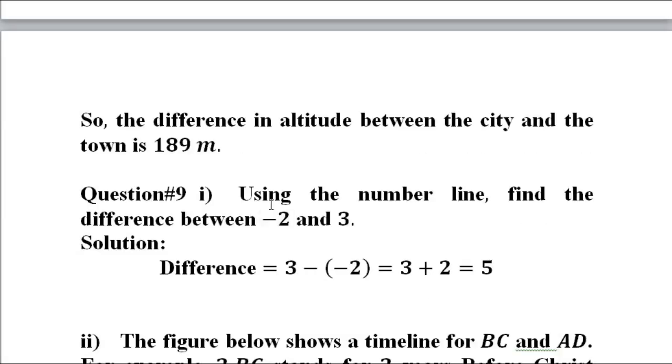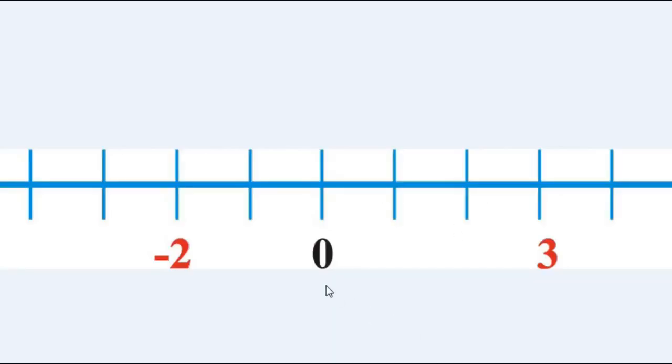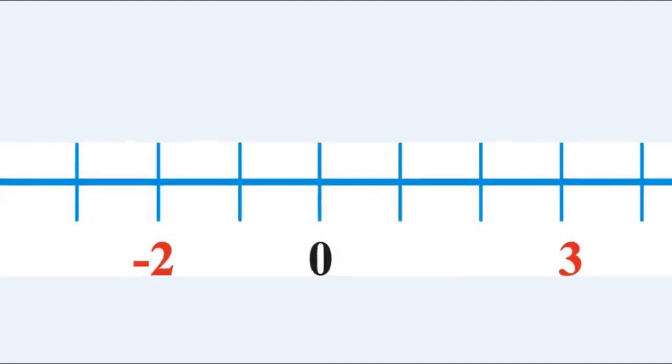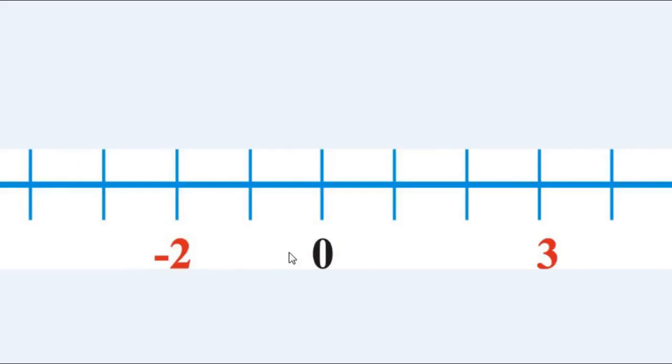Question number 9. Using the number line, find the difference between negative 2 and positive 3. To find the difference between negative 2 and positive 3, let's look at the number line provided in the question. First, I will locate negative 2, which is 2 units to the left of 0, and then I will locate positive 3, which is 3 units to the right of 0. Now, if you count the number of divisions from negative 2 to positive 3, there are a total of 5 divisions. 1, 2, 3, 4, and 5.